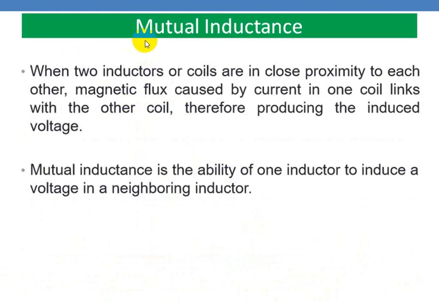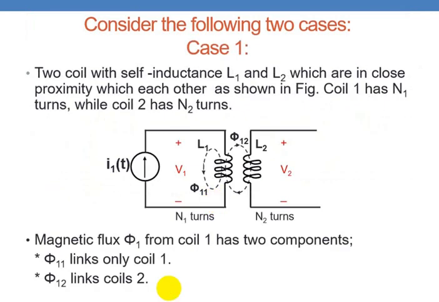Next we will see about mutual inductance. When two inductors or coils are in close proximity to each other, magnetic flux caused by current in one coil links with another coil, therefore producing the induced voltage. Mutual inductance is the ability of one inductor to induce voltage in the neighboring inductor. Let us consider the following two cases.